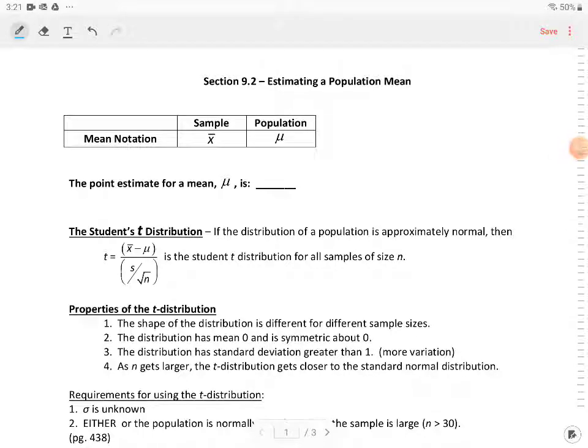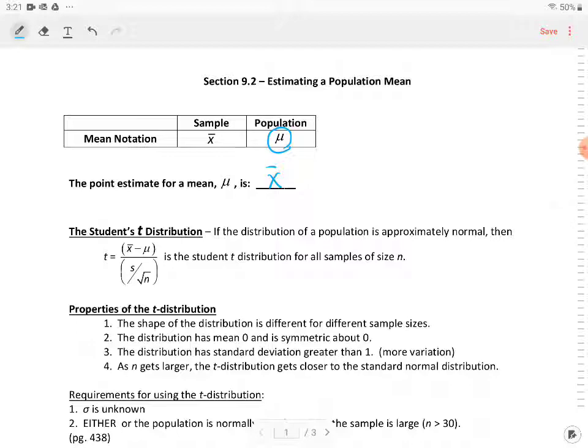This lesson, section 9.2, is about estimating a population mean. If you remember, the symbol for the population mean is the Greek letter mu. The sample mean is x with a bar, so we call that x bar. So the point estimate for the mean, mu, is x bar.